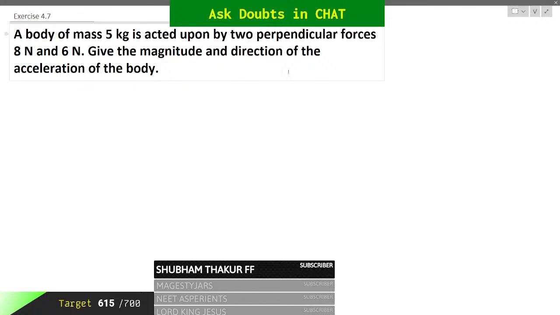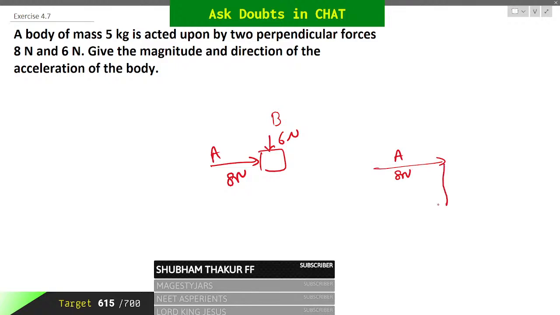So here the scenario is like this. A body of 5 kg is acted upon by two forces, 8 Newton and 6 Newton. So we have to find out the resultant force, its magnitude and its direction. Since force is a vector quantity, we can do vector addition over here. So let us assume that this is vector A and this is vector B. Let us align these vectors. This would be vector A of 8 Newton and this would be vector B of 6 Newton.